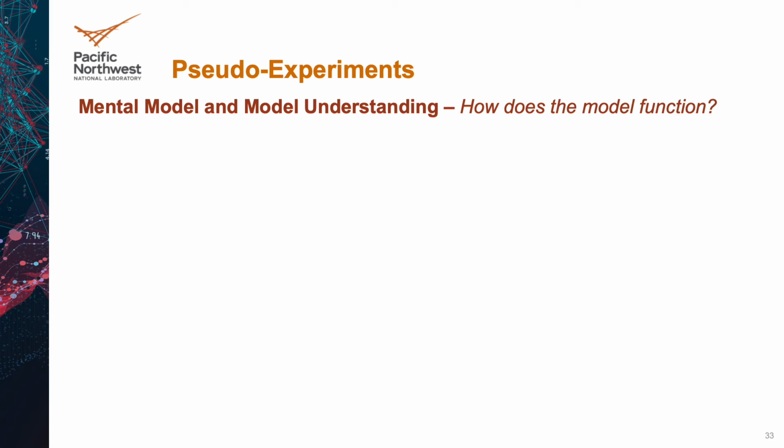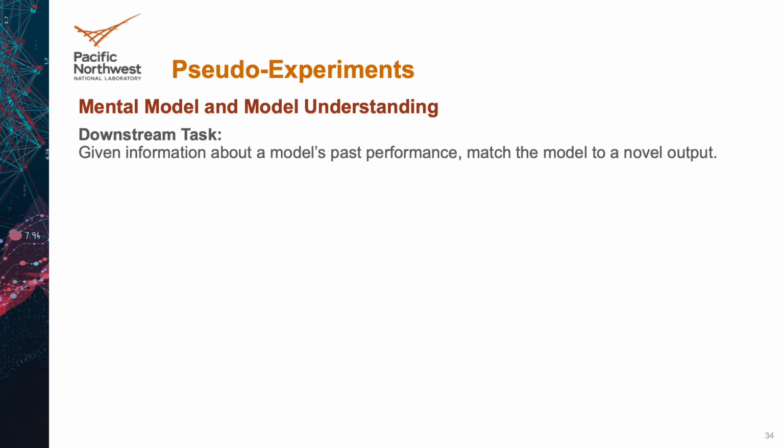The mental model and model understanding use case relates to whether a user builds an accurate mental model. That is, a mental model which functionally mirrors the overall behavior and decision-making of the machine learning model. An example pseudo-experiment for this use case could be focused on the downstream task of, given information about a model's past performance, match the model to a novel output.